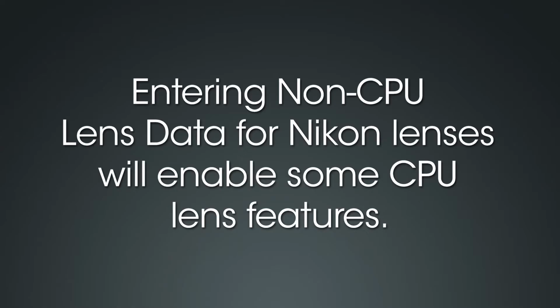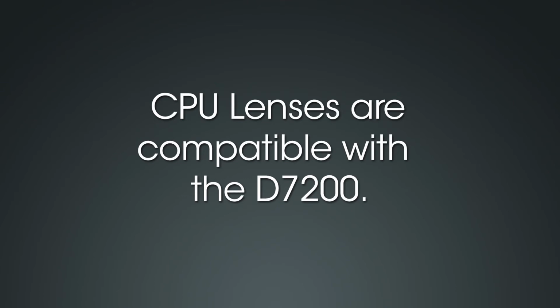But these are lenses that are non-CPU, meaning that they will not automatically have the ability to meter or communicate with the camera. They are also manual focus lenses. One of the benefits of the D7200 camera is that you can input lens data for these lenses through the camera's menu system. Doing this will enable many of the features that are available on CPU lenses, most importantly including the matrix metering option. Lenses that were produced after 1986 are considered to be CPU lenses and are generally fully compatible with the D7200 camera body.